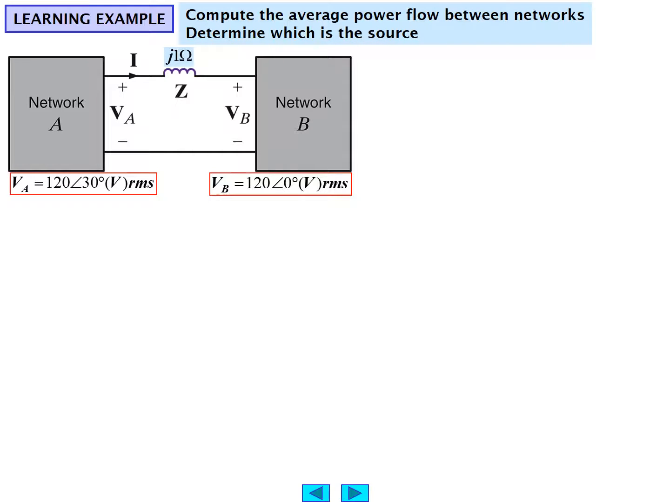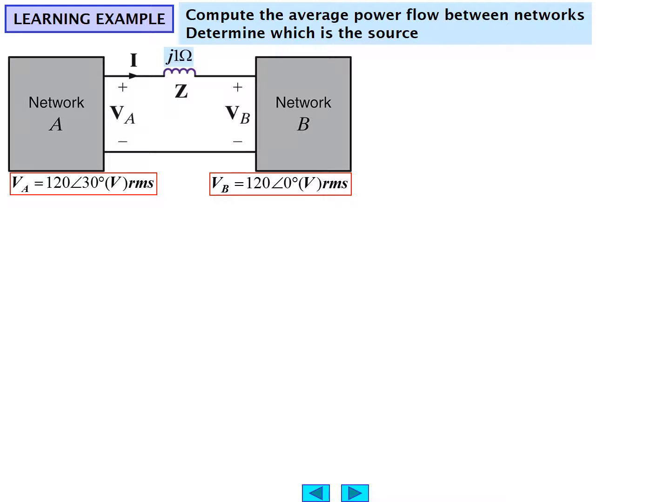In this learning example, we want to compute the average power flow between arbitrary networks and determine, in fact, which one is the source. Network A, we know, provides voltage VA at 120 angle 30 degrees volts RMS. Network B has a VB across it, which is 120 angle 0 volts RMS. Between the two networks is an impedance Z, which is j1 ohm.